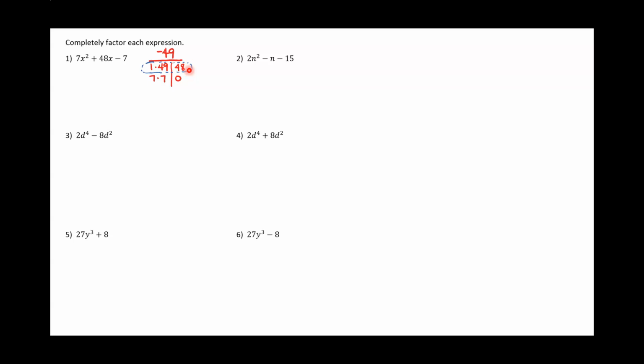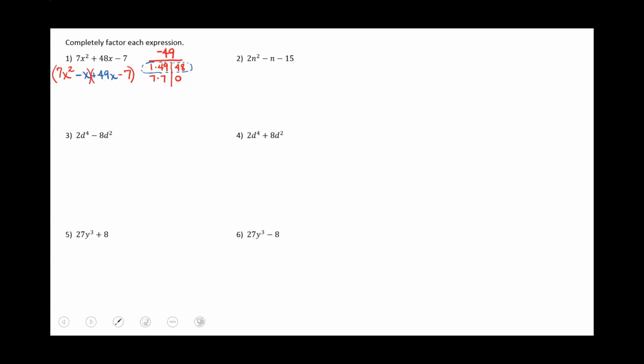Then since it's different, one sign's going to be positive, one sign's going to be negative, and the sign of the middle term tells me the sign of the larger number. So my larger number was 49 and my middle term is positive, so we're going to use a positive 49 and a negative 1. So now I've replaced the 48x with what it's equal to, the negative x plus the 49x. Now I have four terms and I can factor by grouping.